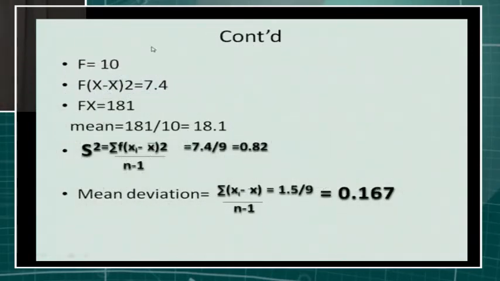Let's look at the next one. How is it going to be? Like I said, your f is 10. Where do I get it? The total number of samples. So when you see n and f, we are talking about the same thing.